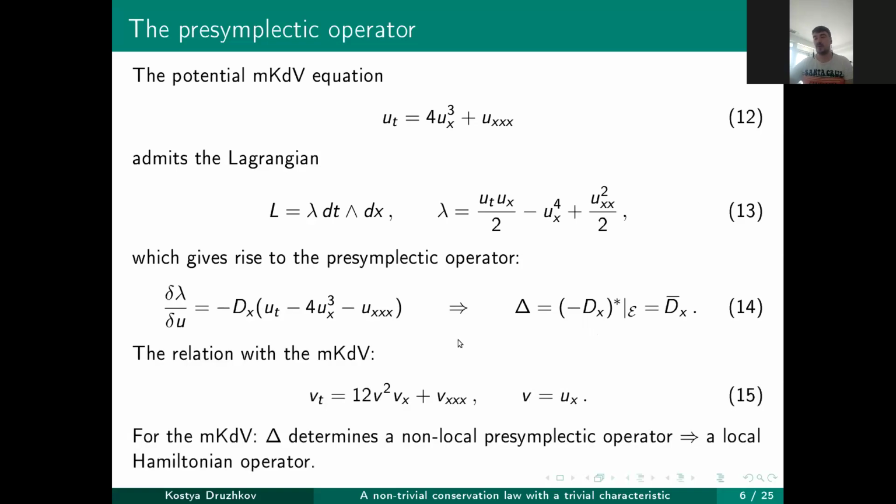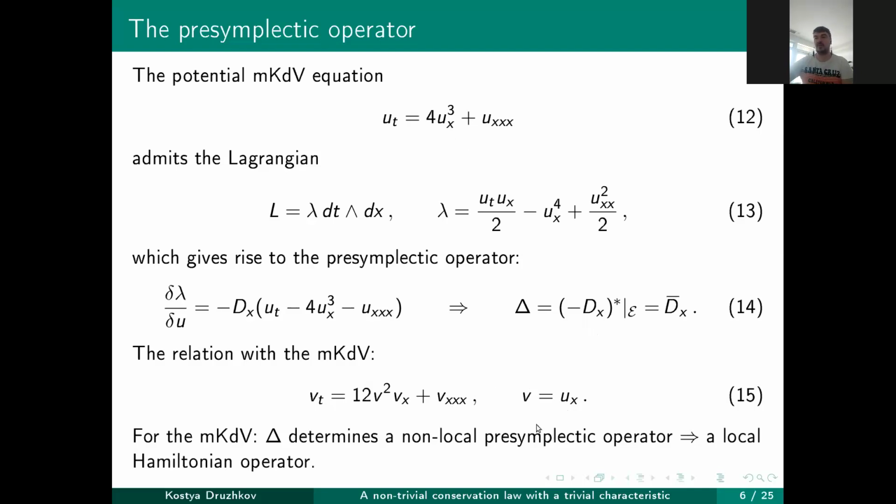Example. Yes, and the relation with the modified KdV equation itself is given by the formula 15. So we have this modified KdV equation, v equals ux. If we substitute this v equals ux into the modified KdV equation and integrate it once, we get the potential modified KdV equation.